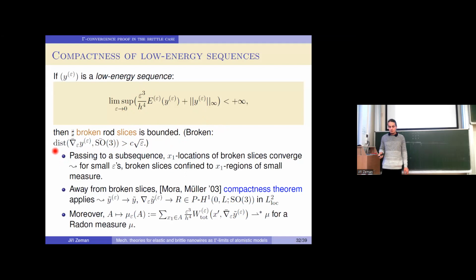So in our case, it's convenient to work with the distance of the discrete gradient to this discrete set of rotations, which is a subset of the set of 3×8 matrices. Then, since all the crack points, or the projections of broken slices onto the axis of the rod, lie in a bounded interval, then by simple compactness in the real numbers, they converge.